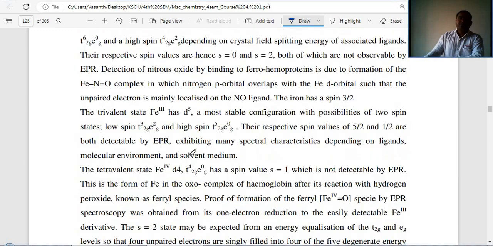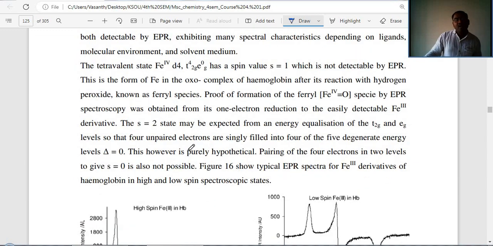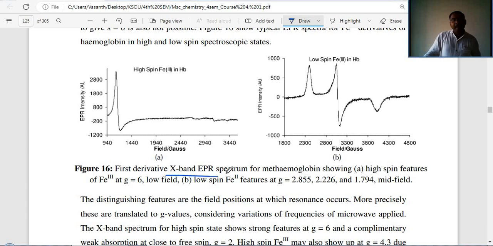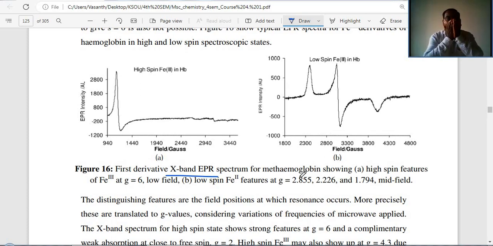This is how to detect these protein molecules. This is the first derivative X-band EPR spectrum for hemoglobin, showing high spin features of iron 3 at g equal to 6, and a low spin feature at g equal to 2.885 in the midfield.